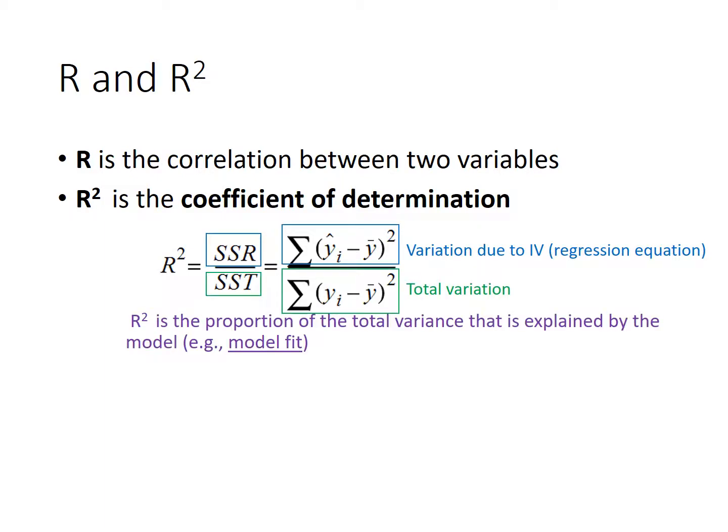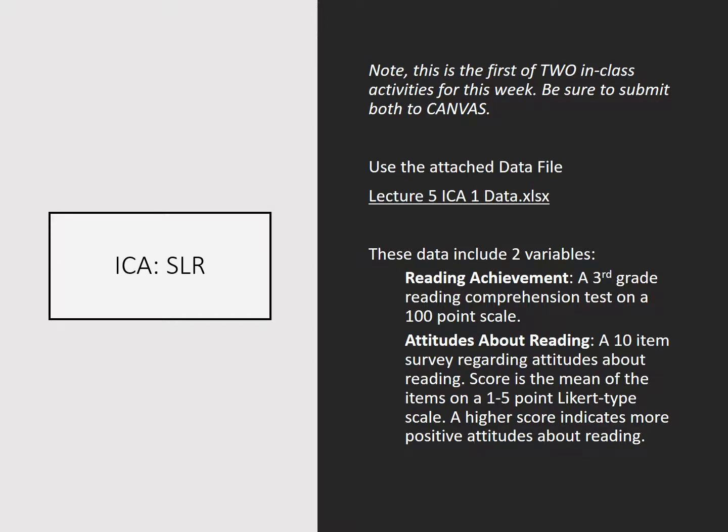And so again, another way to say this is that r squared is the proportion of the total variance that is explained by the model. So it's basically a measure of model fit. It's saying how much error do we have in this model? And basically how much error do we have in our prediction of y from x. We're going to look at this because it's a way for us to predict things.